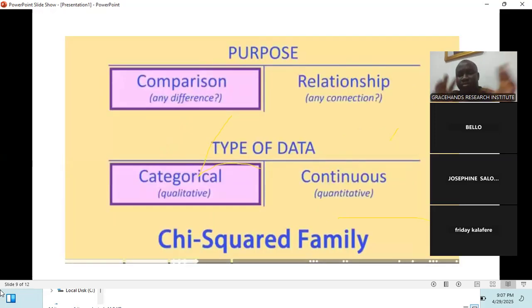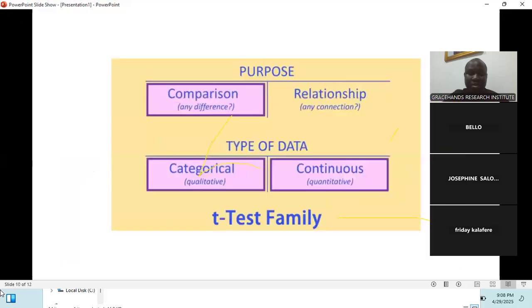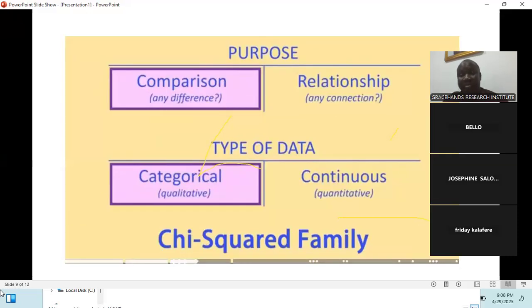All right, so let's look at this. This is a broad view of everything. Purpose, comparison, relationship, type of data, categorical, continuous. But look at it. You have the chi-square family. All right, look at it. Chi-square family.